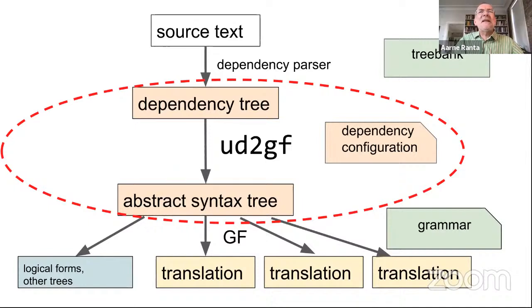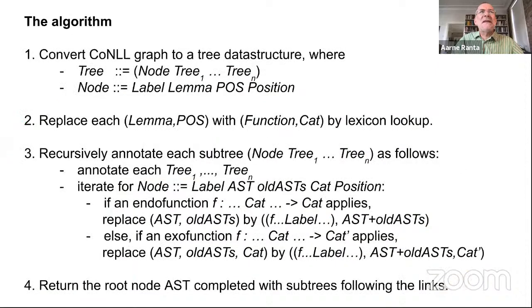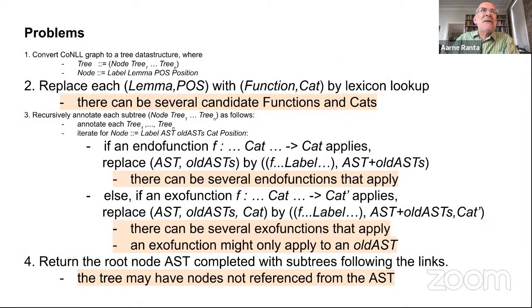So the topic here was how you do UD to GF, and I will just show a kind of algorithm that we have tried to implement. This tries to reverse the GF to UD algorithm as a search problem. But you have these problems that you can have ambiguity on different levels, and then you can have words or nodes in the dependency tree that are not covered in the GF tree. So what do you do then?